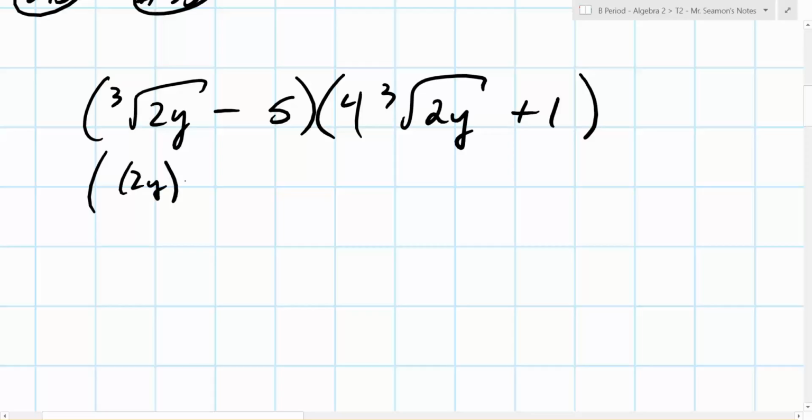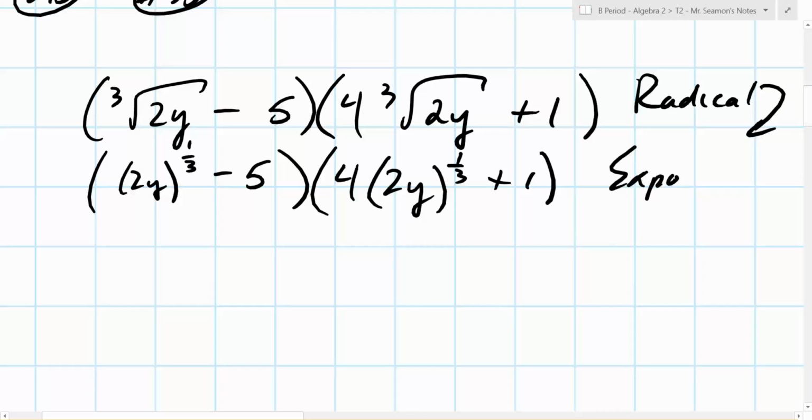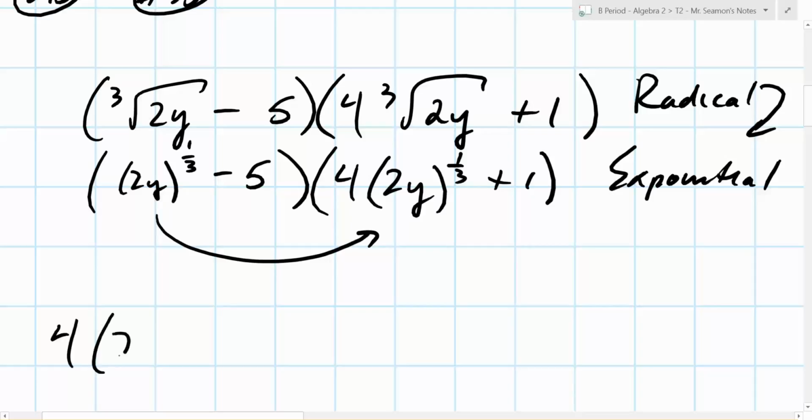So this would be 2y to the what power? 1/3. 4 times 2y to the 1/3 plus 1. I like doing it. It's the same thing. All just gone from radical form to what? Exponential. To exponent form. Yes. So if I keep going here, I need to multiply. So if I multiply those two things, I end up with 4 times 2y to the what power?